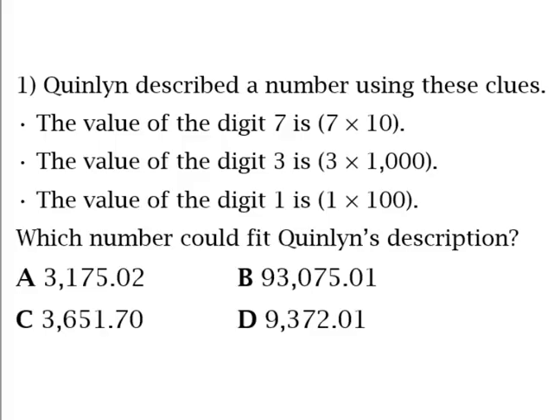Question 1 says, Quinlan described a number using these clues. Clue number 1, the value of the digit 7 is 7 times 10. Clue number 2, the value of the digit 3 is 3 times 1,000. Clue number 3, the value of the digit 1 is 1 times 100. Which number could fit Quinlan's description?